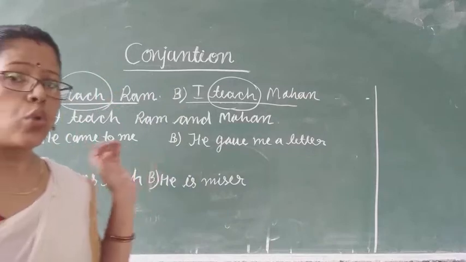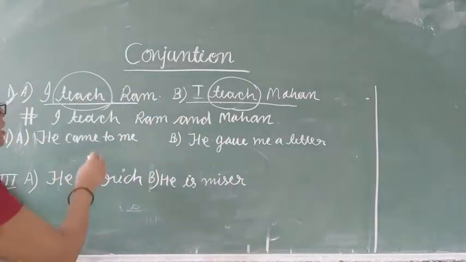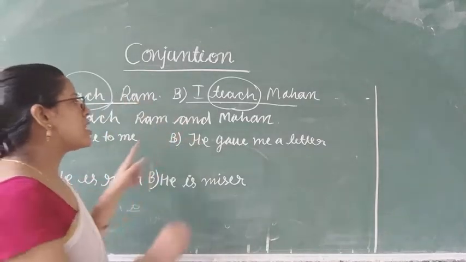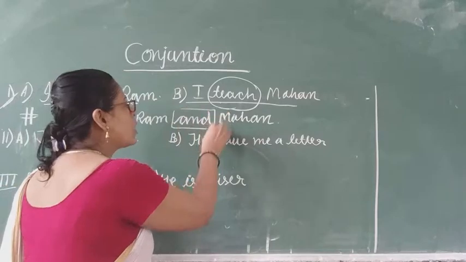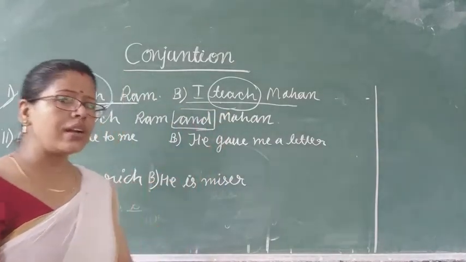and we can combine with the help of what? Conjunctions. So this is what? The example of this conjunction. And you know what is the conjunction here? And what type of conjunction it is? It is coordinate conjunction. Got it?